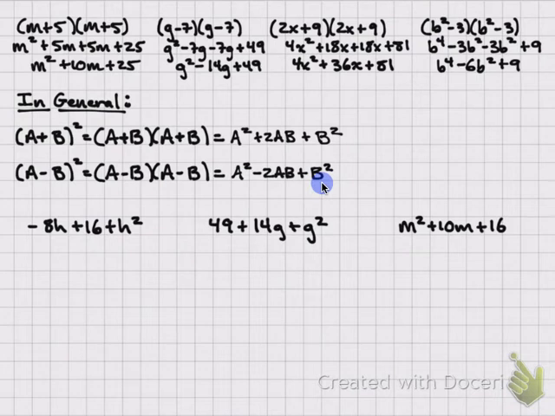So let's do some examples right now just to try. All right, so in our first one, negative 8h plus 16 plus h squared, first things first, let's go ahead and put this into standard form.